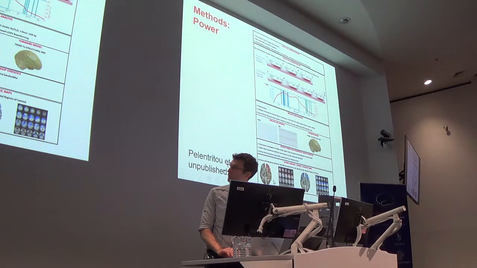And then we try to look for changes in power, looking at the group level across the brain. So we're looking for either increases or decreases in power.